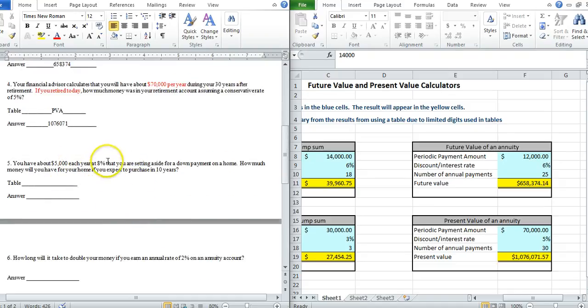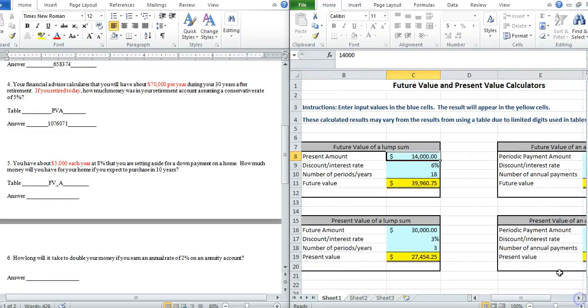Problem number 5. $5,000 each year, 8%. Question, how much will you have if you expect to purchase it in 10 years? So that's 10 years in the future, future value. Go to the money, 5,000 each year. Each year, annuity. So let me go over to this table, future value of an annuity.